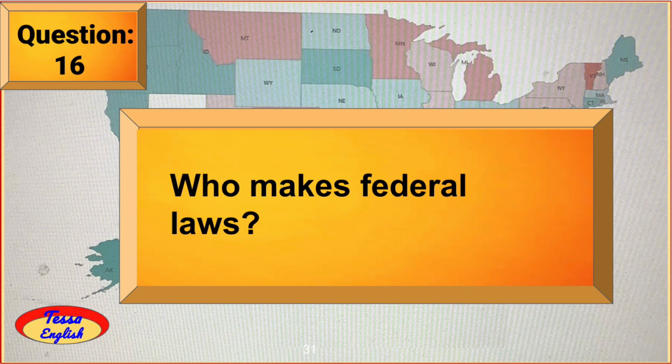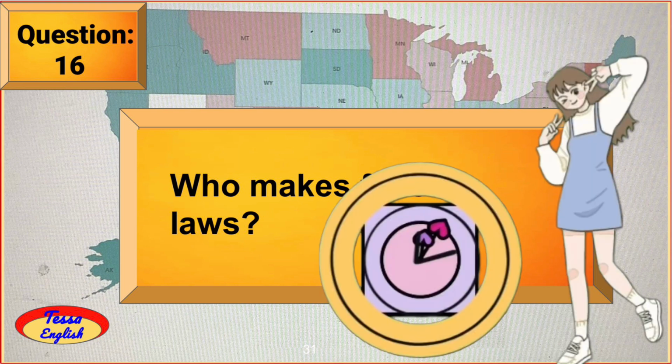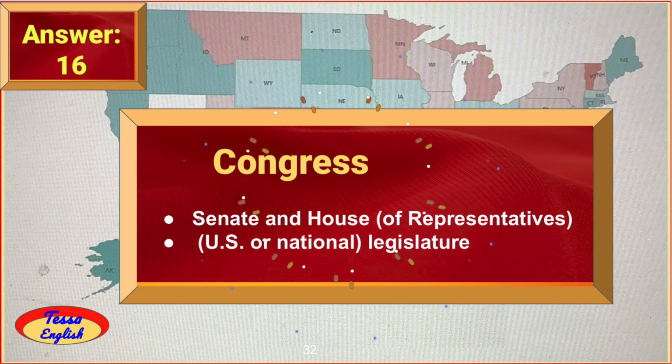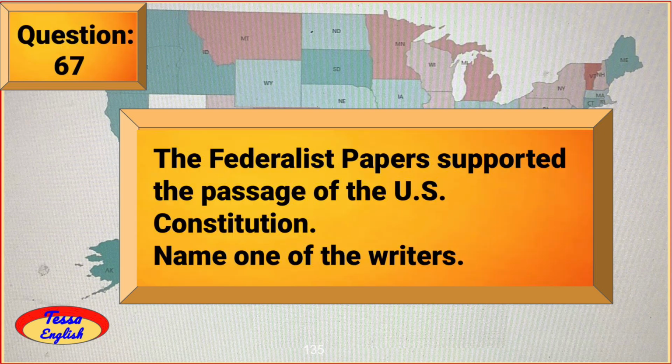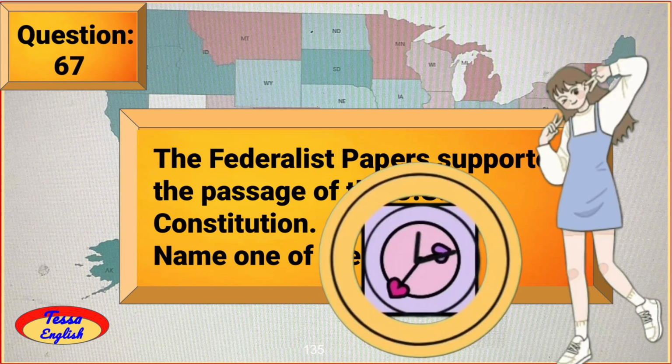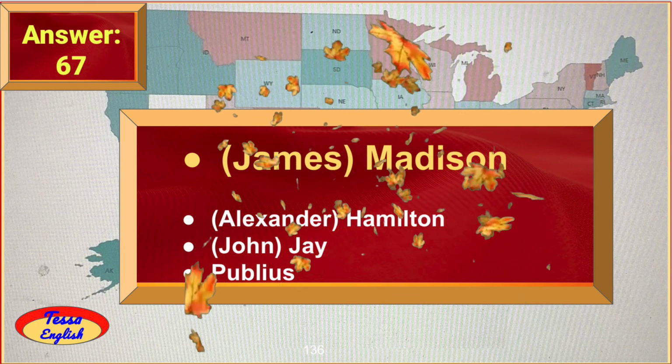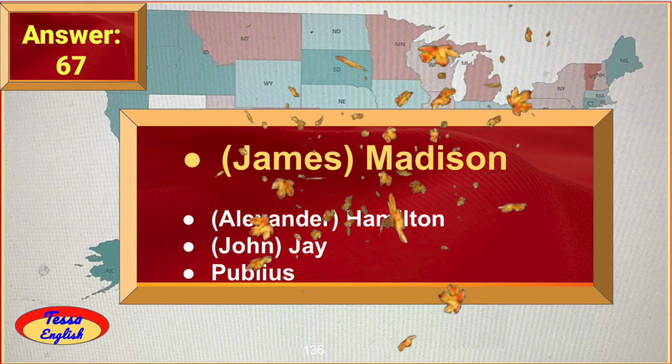Who makes federal laws? Congress. The Federalist Papers supported the passage of the U.S. Constitution. Name one of the writers. James Madison.